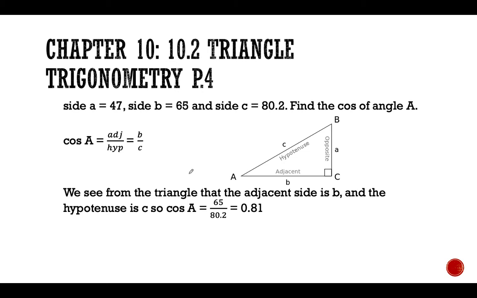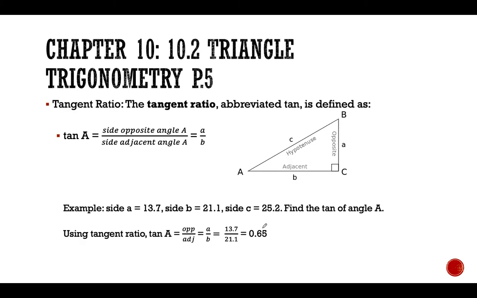So given, side A equals 47, side B equals 65, and side C, or the hypotenuse, equals 80.2. Find the cosine of angle A. We know cosine of angle A equals adjacent over hypotenuse, which in the given triangle is side B over side C. We see from the triangle that the adjacent side is B and the hypotenuse is C, so cosine of A is 65 divided by 80.2, which equals 0.81.